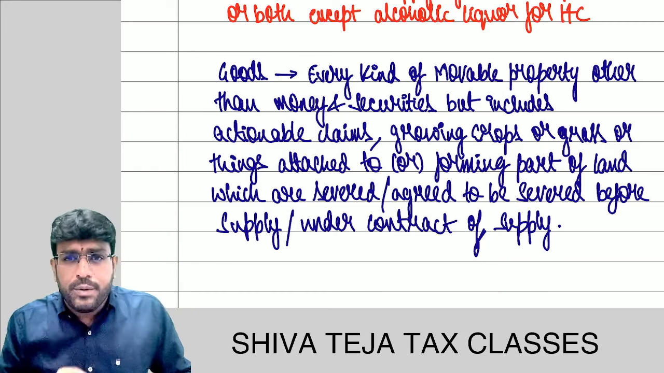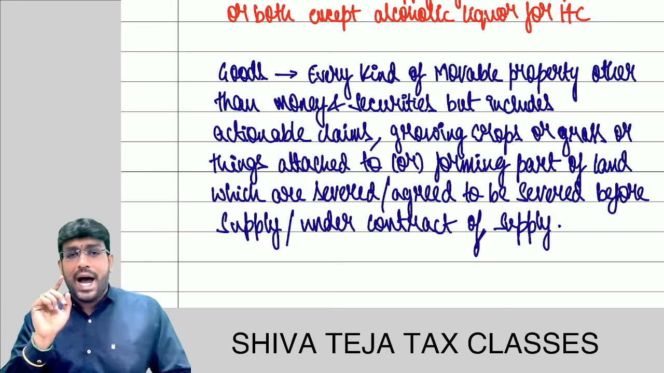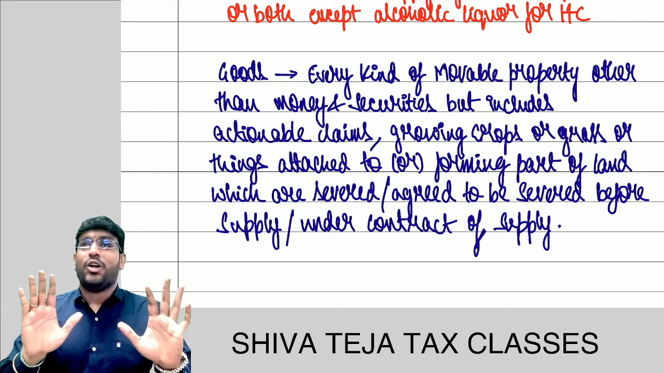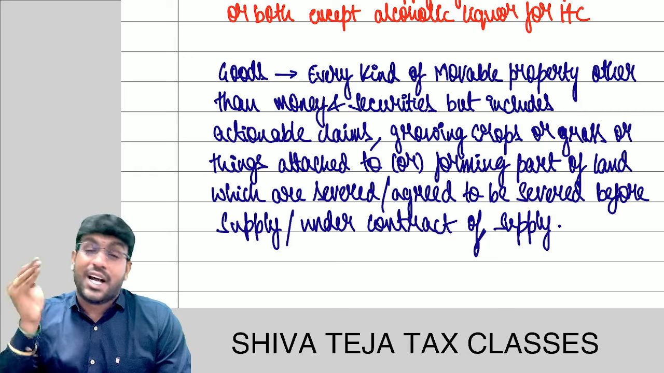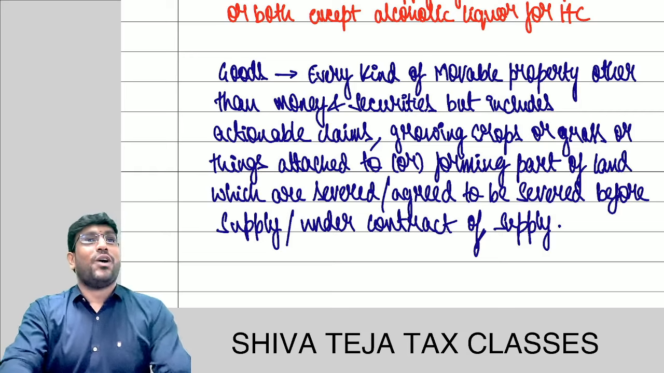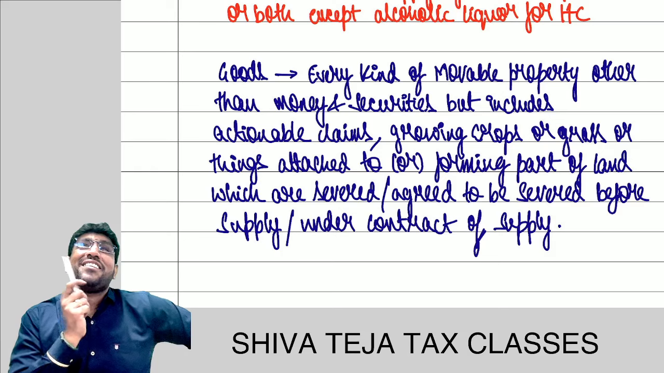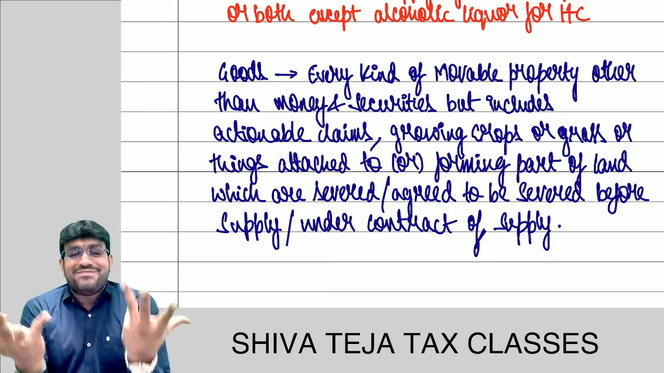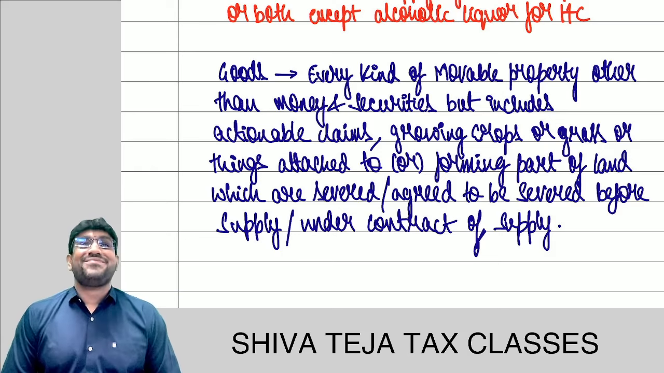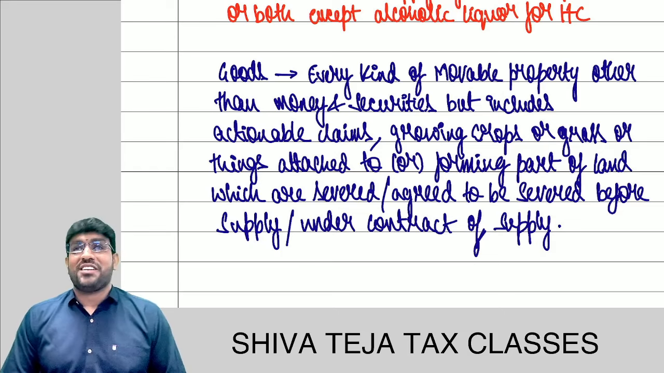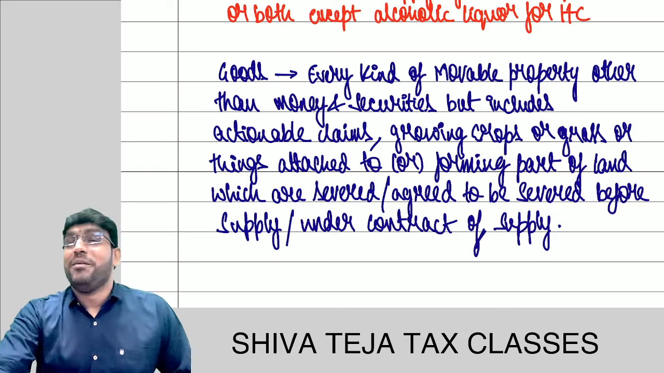Come back. Goods cover what? Every kind of movable property other than money and securities. But includes? Hold on. That means actionable claims are covered in the definition of goods. What is an actionable claim? Student is telling, sir, we know that, but unable to tell outside. Wonderful. Very good answer. Good. Sorry, your good name?